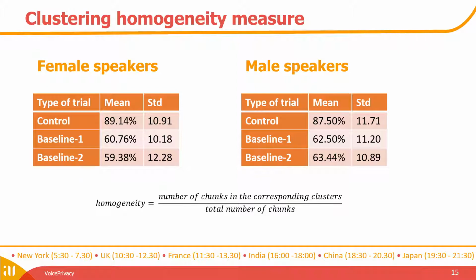For both genders, the Kruskal-Wallis test shows a significant effect of the type of trial on the homogeneity measure. The p-value is less than 0.001. The Mann-Whitney test between both baselines shows no significant differences in terms of homogeneity measure. The p-value is greater than 0.01.